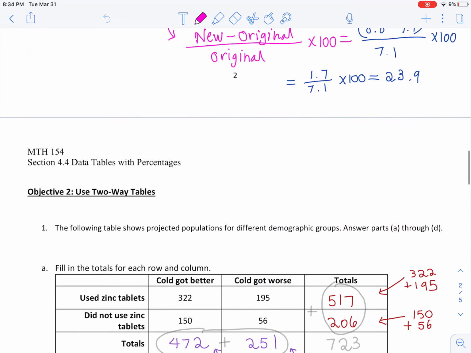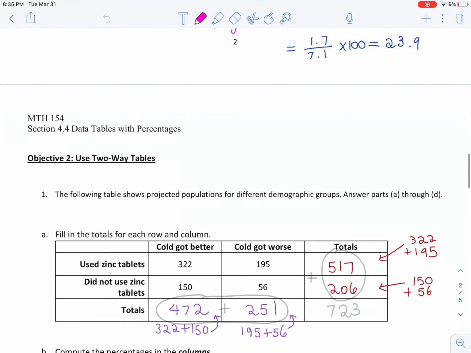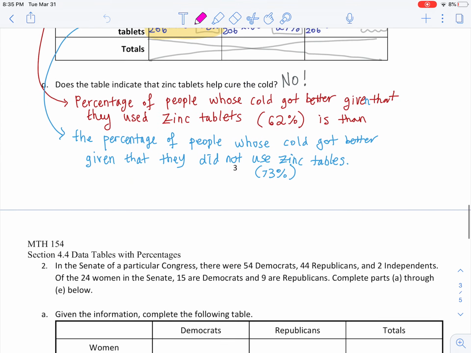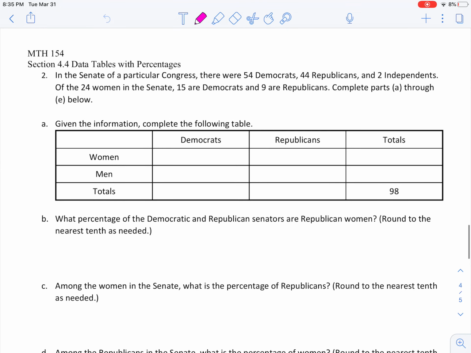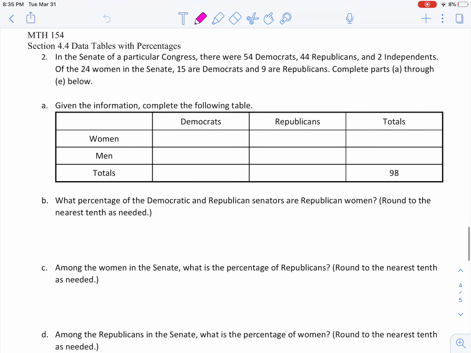All right, let's continue our two-way table. The second objective of lesson 4.4. I got two more two-way tables to look at with you. Number 2, and this is on page number 4.